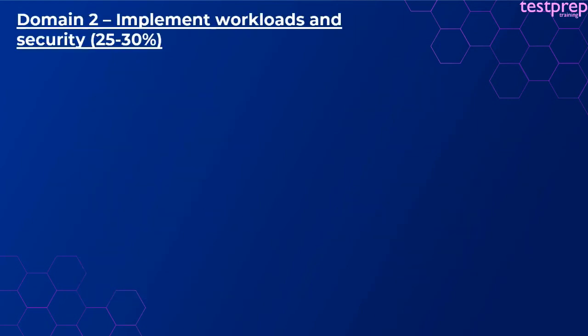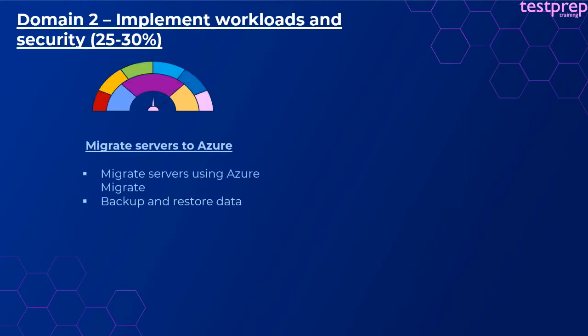Now, Domain 2. Implement workloads and security, which comprises of 25 to 30% weightage in exam. It can be explained in 6 parts. First, migrate servers to Azure. It is divided into 2 parts. 1. Migrate servers using Azure Migrate. 2. Backup and restore data.